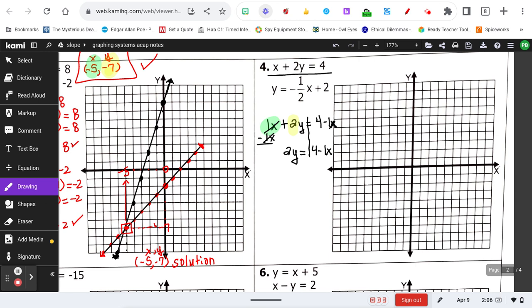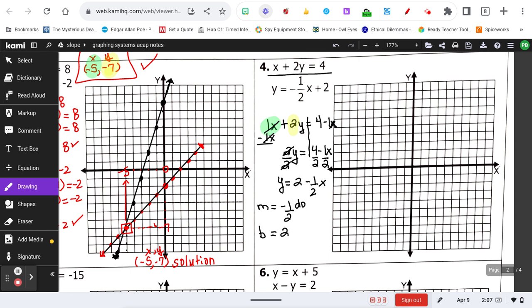Now you want to get rid of 2 because it's attached to the y. We only want y by itself. When 2 is attached, that means it's multiplying something. They're mashed together. The opposite of multiplication is division. I'm going to divide every term by 2. These 2's will cancel. 4 divided by 2 here is 2. And I'm going to leave this as a fraction because that's my slope. I want a rise and a run, and it is in simplest form. So the slope here is -1/2, and the y-intercept is 2.